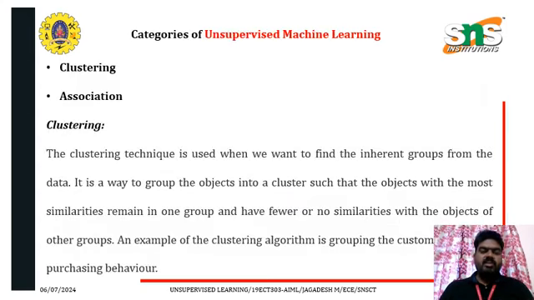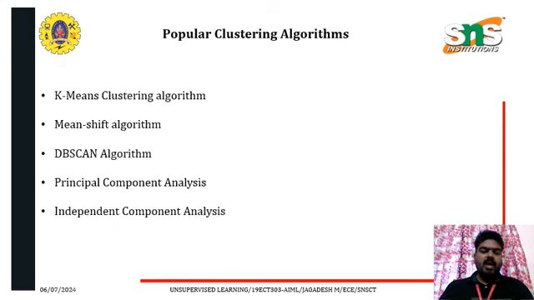When it comes to the categories of unsupervised machine learning algorithms, there are two kinds: one is clustering, another is association. So what is clustering? The clustering technique is used when we want to find inherent groups in the data. It is a way to group objects into clusters such that objects with the most similarities remain in one group and have fewer or no similarities with the objects of other groups. An example of a clustering algorithm is grouping customers by purchasing behavior. Popular clustering algorithms are the k-means clustering algorithm, mean shift algorithm, DBSCAN algorithm, principal component analysis, that is PCA, and independent component analysis. These are only some popular algorithms.